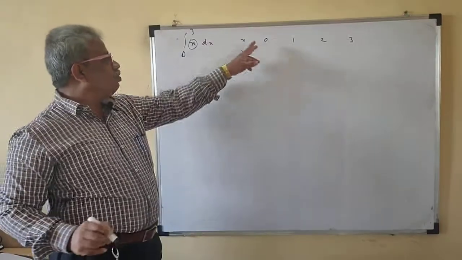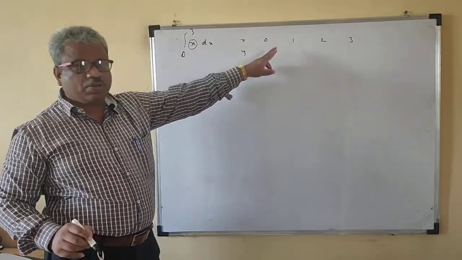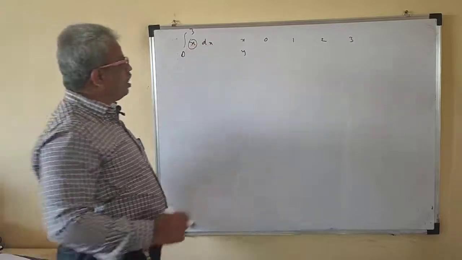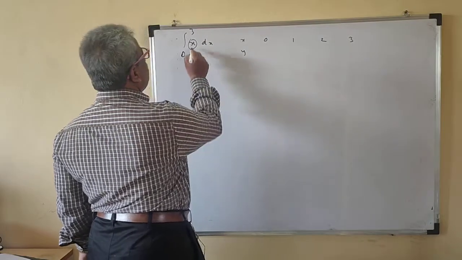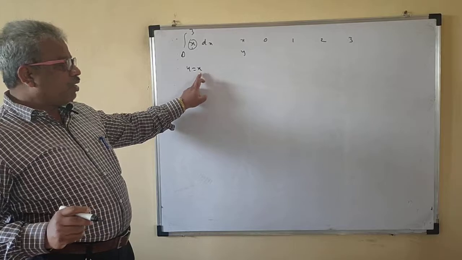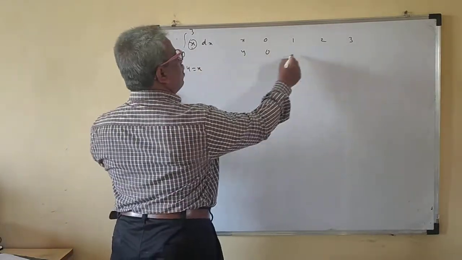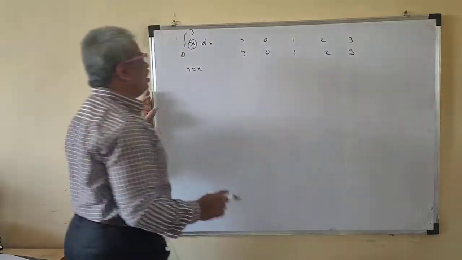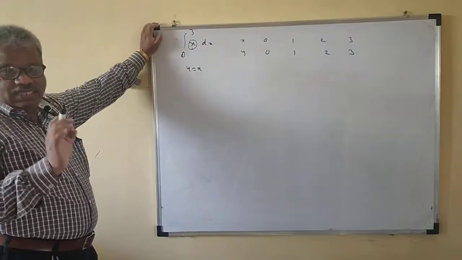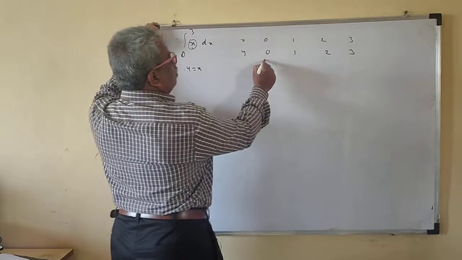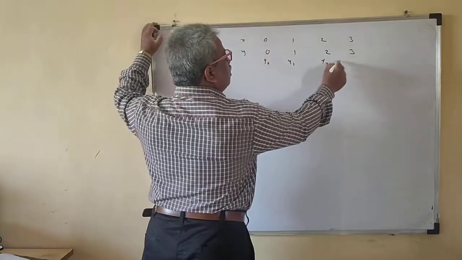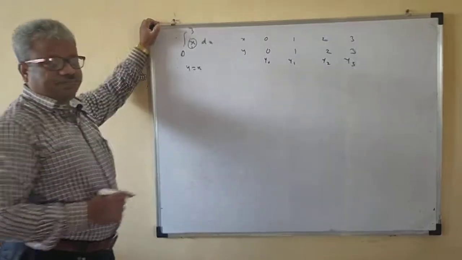You have to put x is equal to 0 and find the value of this. You have to put x is equal to 1 and find the value of this. Okay, so your y is x now. So you have to find the value of y. When your x is 0, y is 0. When x is 1, 2, 3, the same thing you get. So very easy now. This is your y0, this is your y1, this is your y2, this is your y3.